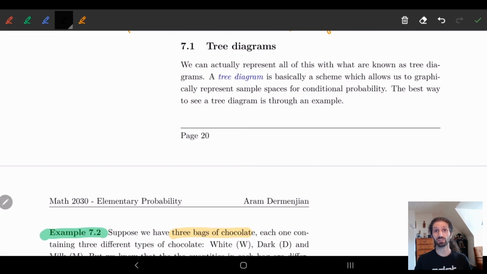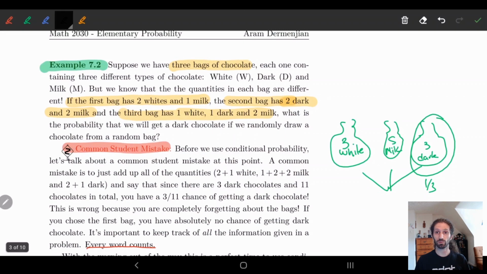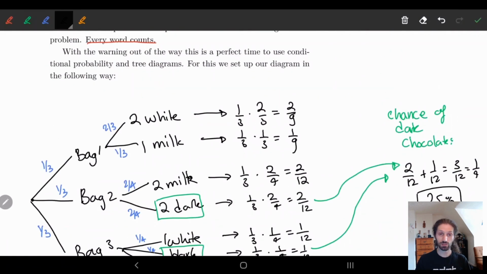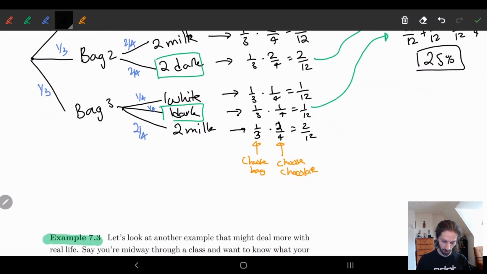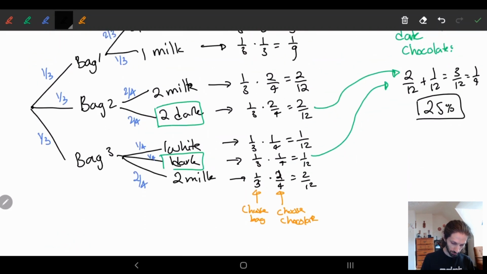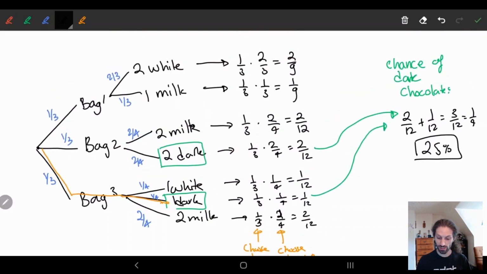So this is basically like a big review. We're going to look at the three bags of chocolate example again. And remember how we had this tree diagram, and how we were talking about conditional probability with the tree diagram. So let's break it down and look at one of these lines. We'll take this path, and we'll look at dark. The question we were asked in this example is, what's the chance of dark chocolate?